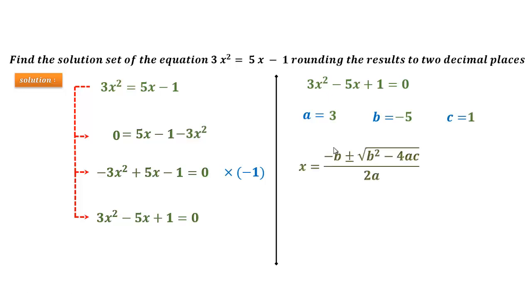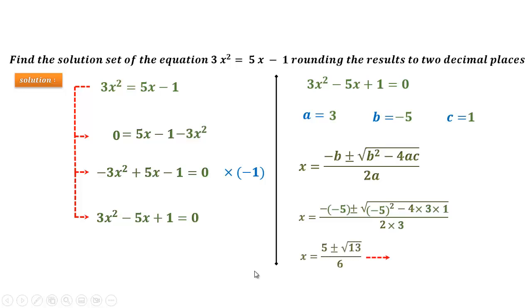Here is our general formula: x equal negative b, positive or negative the square root of b squared minus 4ac, divided by 2a. Now I'm going to substitute with a, b, c in our general formula. So here I have negative b, it will be negative negative 5. Of course we can change it to positive or negative 5 squared minus 4 times 3 times 1, divided by 2 times 3.